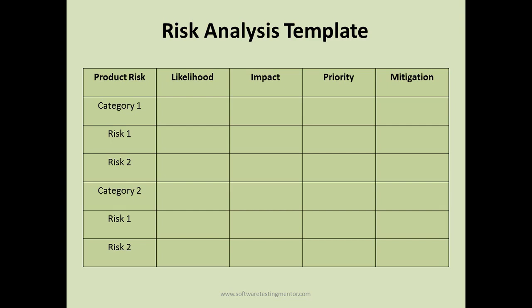Then you can decide on the likelihood based on the discussions and brainstorming sessions that happen. You can note down the impact and the priority accordingly in this template, which will help in future test planning and execution activities. Based on the likelihood and impact, you can prioritize high risk stories or high risk requirements on the top, which will be executed in initial test phases and tested thoroughly.